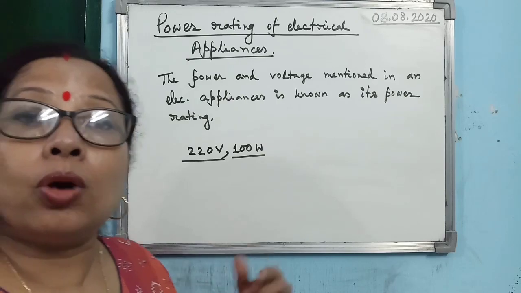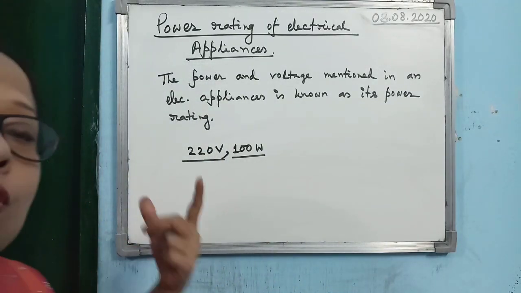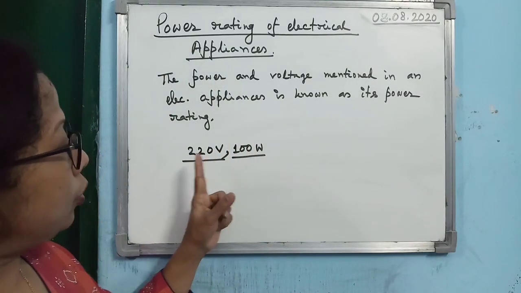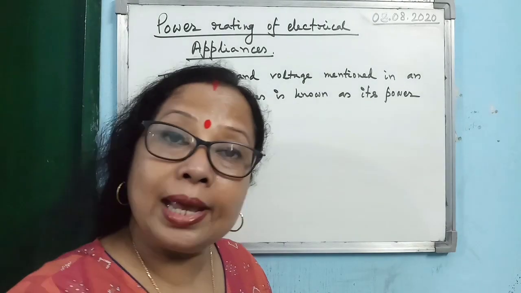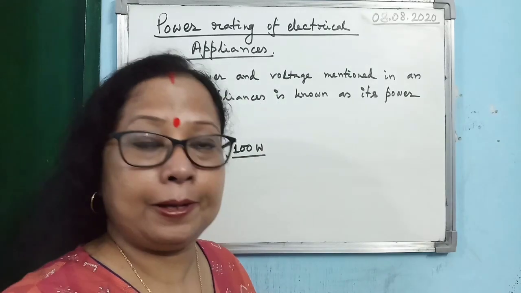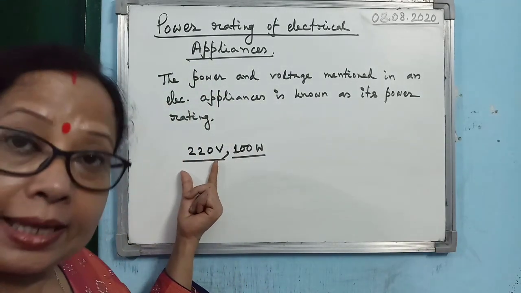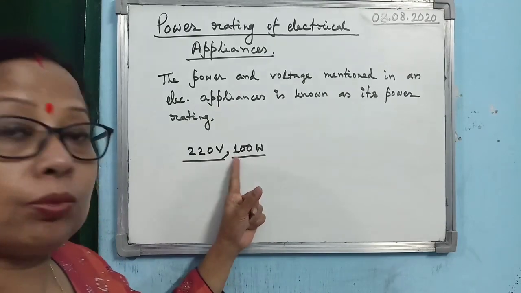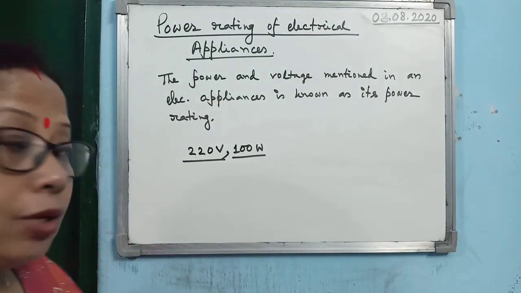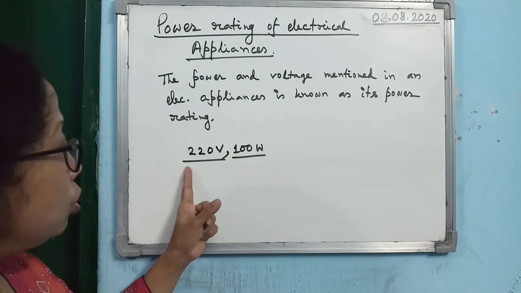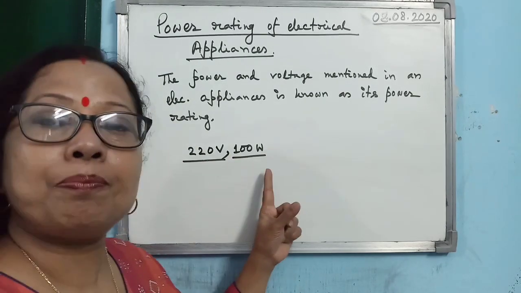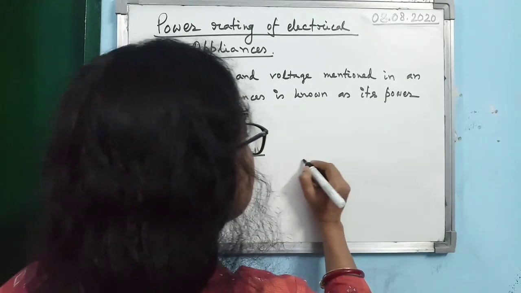Now what is the meaning of the power rating? That you have to understand. That is very, very important. 220 volt 100 watt means when you will connect the appliance individually, separately to 220 volt, then only it will consume 100 watt power. You have understood what I meant to say? When you connect the appliance to 220 volt individually, then only power consumed by the appliance will be 100 watt.